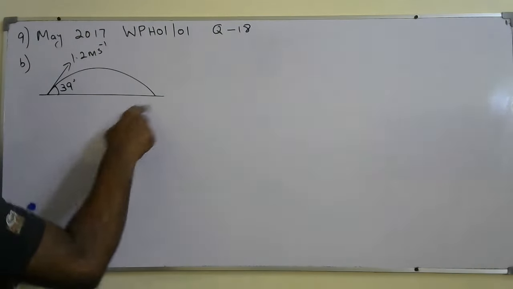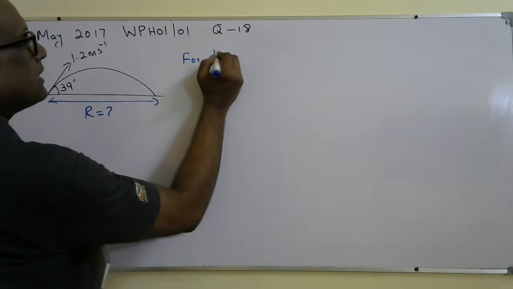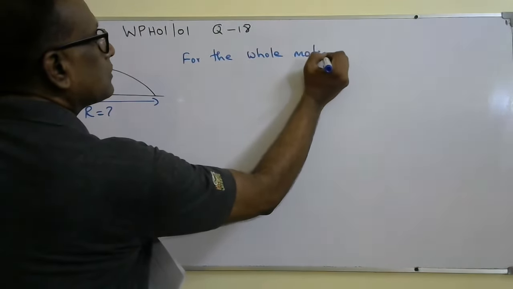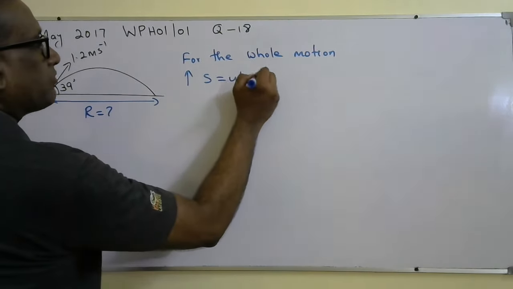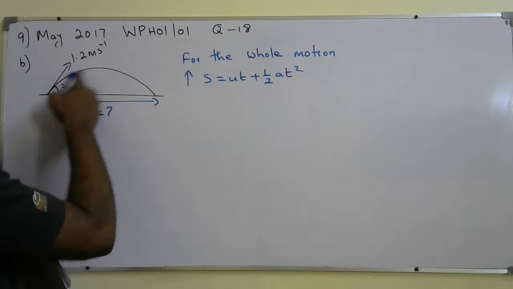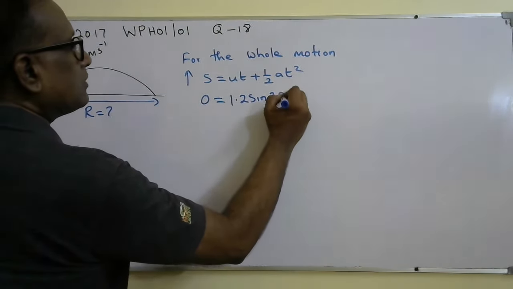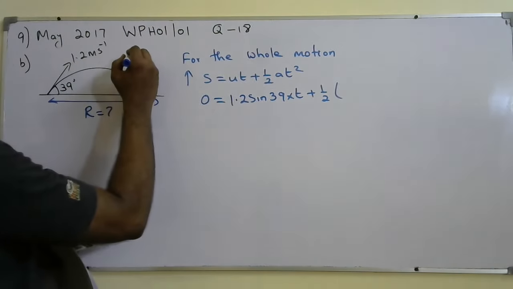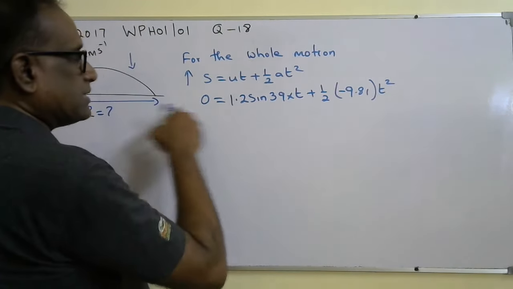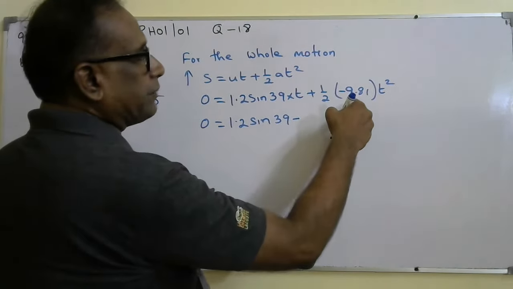Okay, for the whole motion, this projectile motion B part, I can use vertically s equals ut plus half at squared. The vertical displacement, when I consider initial and final positions along the same horizontal, means it went up and came down, so vertical displacement is 0. Initial vertical velocity is 1.2 sine 39, into t, plus half, the gravitational acceleration is downwards and I am taking upwards, so minus 9.81 t squared. Here the whole equation can be divided by t. So 0 equals 1.2 sine 39 minus half into 9.81, 4.905 t. The t squared and t get cancelled, so t squared becomes t. Solve it.